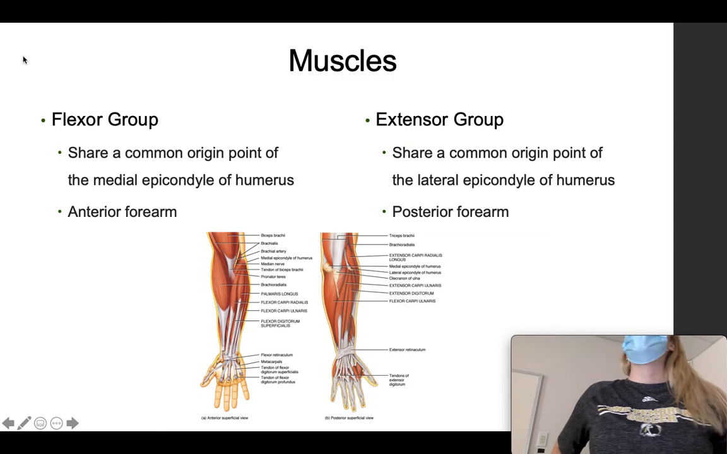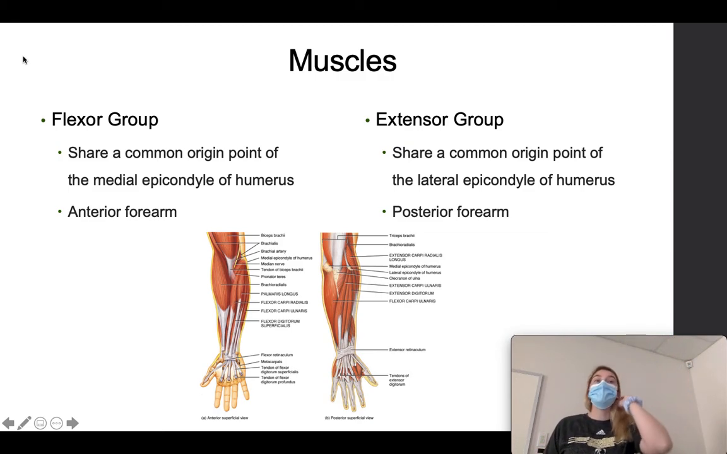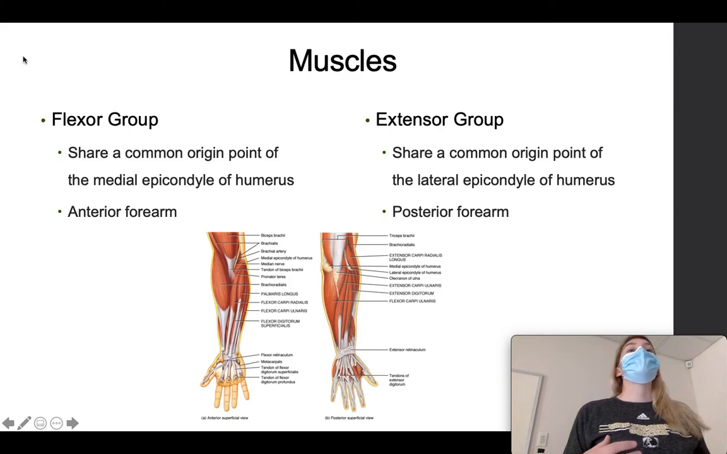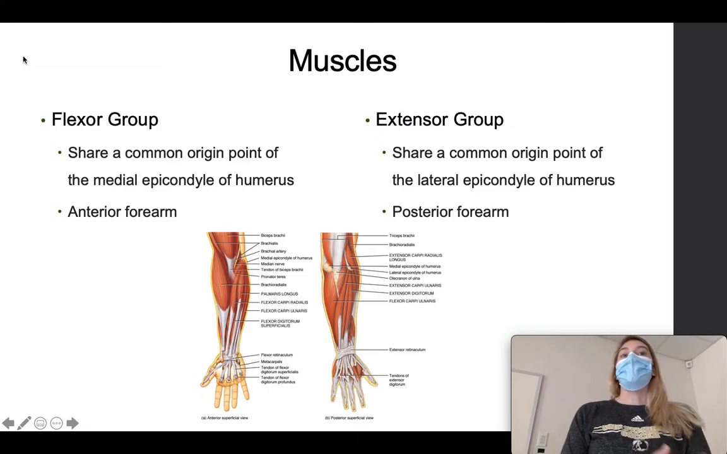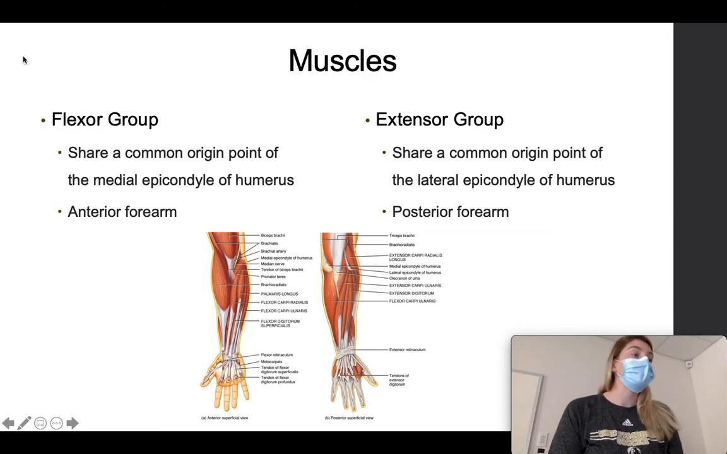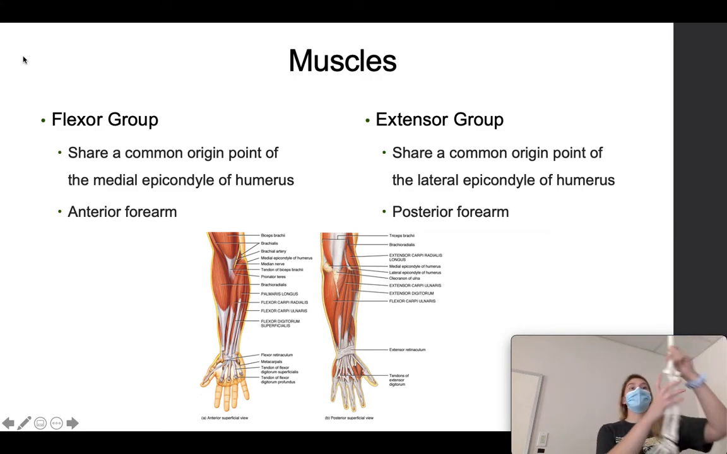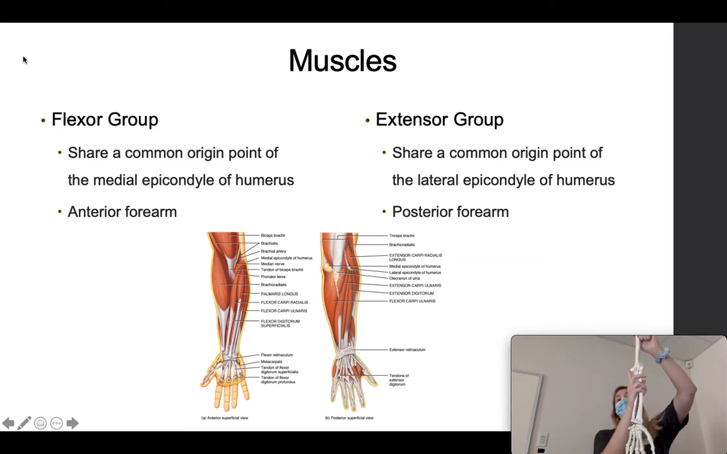So flexor group versus extensor group. We commonly know that the flexors in the arm are going to be on the anterior side. The extensors are going to be on the posterior side. So the flexor group is basically going to be all the anterior forearm muscles, and they share a common origin point of that medial epicondyle on the humerus. So sharing to this bump right here. Remember when I talked about that medial epicondylitis was from all the flexor groups pulling on that bone.